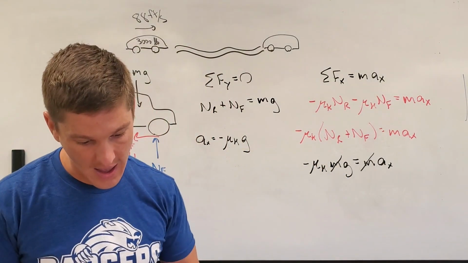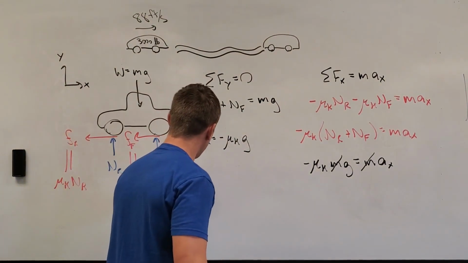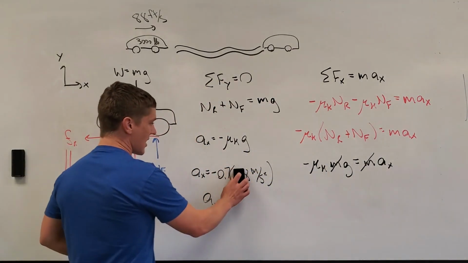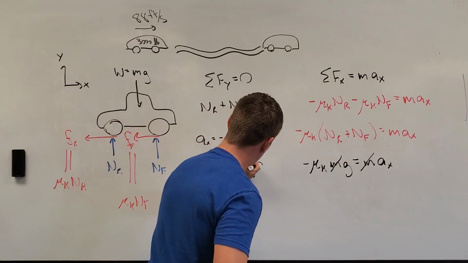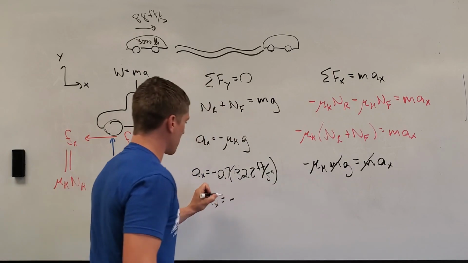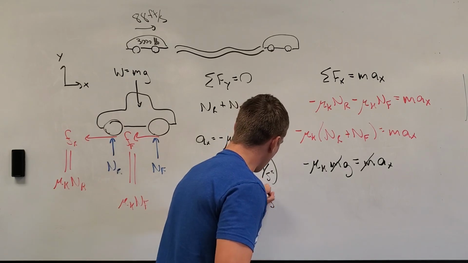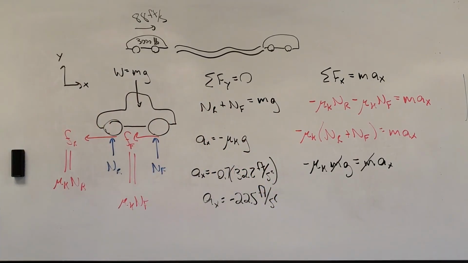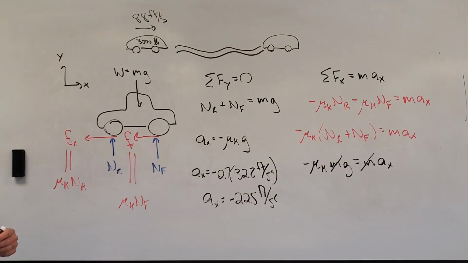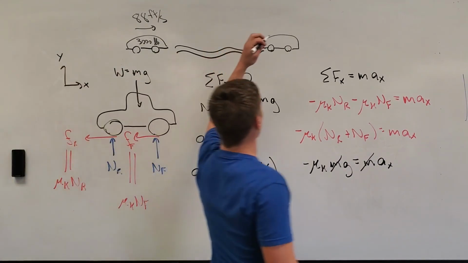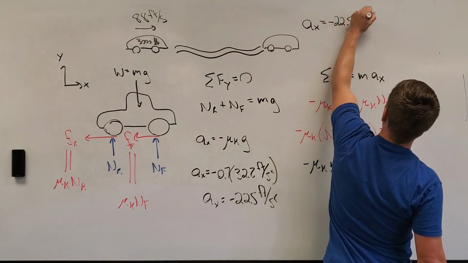We can say that for dry rubber on concrete, the coefficient of kinetic friction is 0.7. We are in American units, so this needs to be 32.2 feet per second squared. So this becomes a negative 22.5 feet per second squared. This is going to be the acceleration of our car in the x direction. Okay, so let's make a note of that up here. We said that our acceleration in the x direction is negative 22.5 feet per second squared.